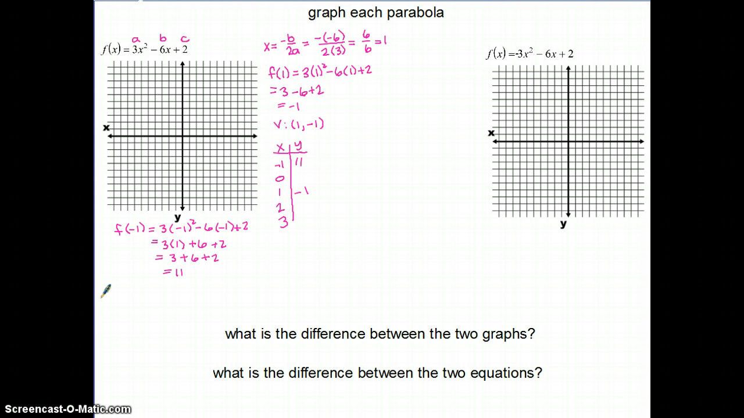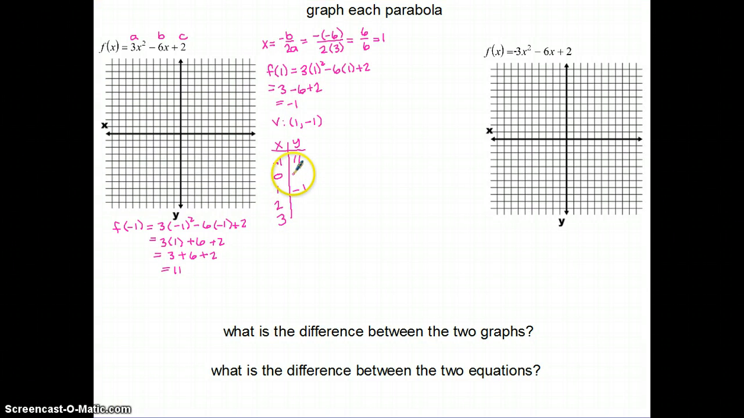Go ahead and take the time to complete the chart on your own after pausing the video for a moment. You should have 0 and 2, 2 and 2, and 3 and 11. Now we'll go ahead and graph. I know this won't fit perfectly on your graph, but we'll do our best.